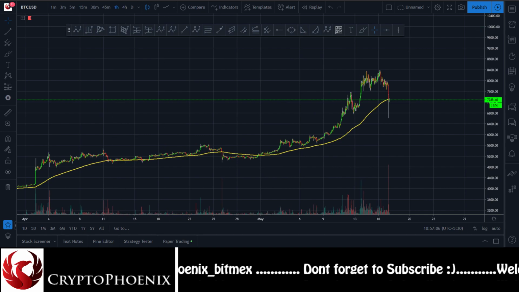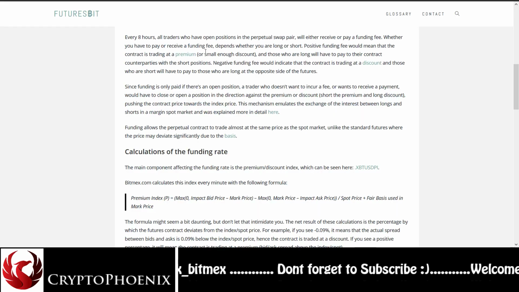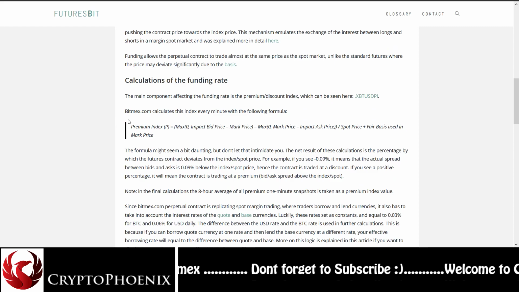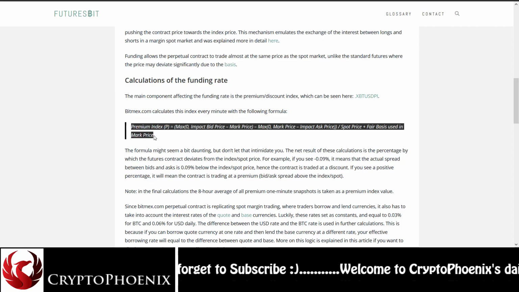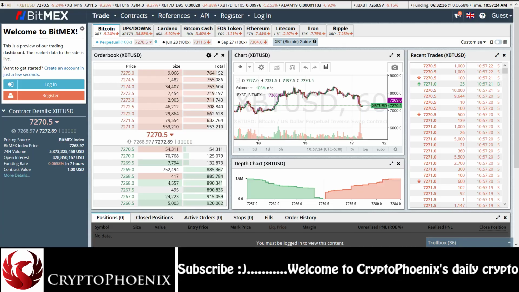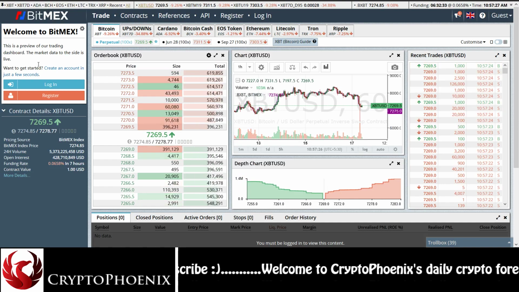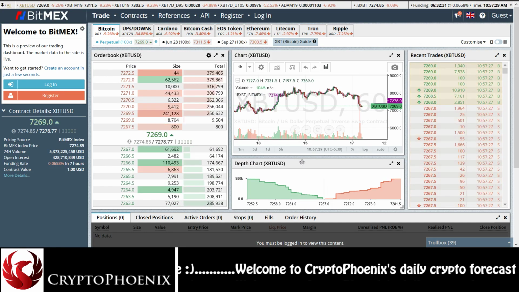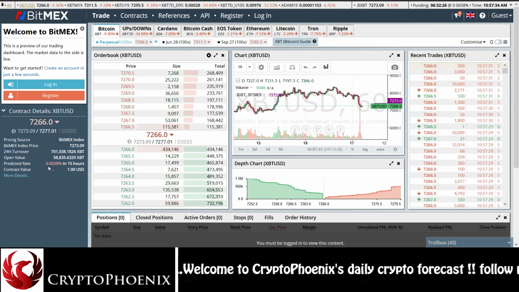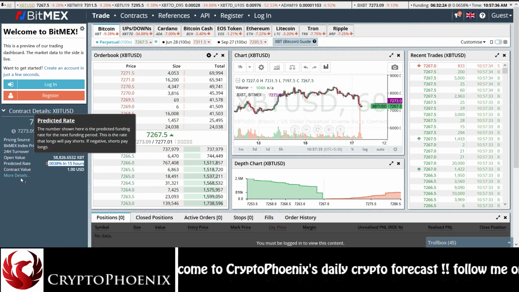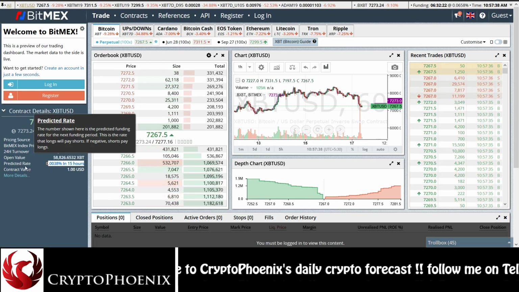What is funding rate? You can Google it and find the particular formula for how the funding rate is calculated. If you are very interested in how it's calculated, you can find it on Google. Similarly, if you look at the BitMEX platform, on the very left-hand side you can find the funding rate. This is the actual predicted rate.